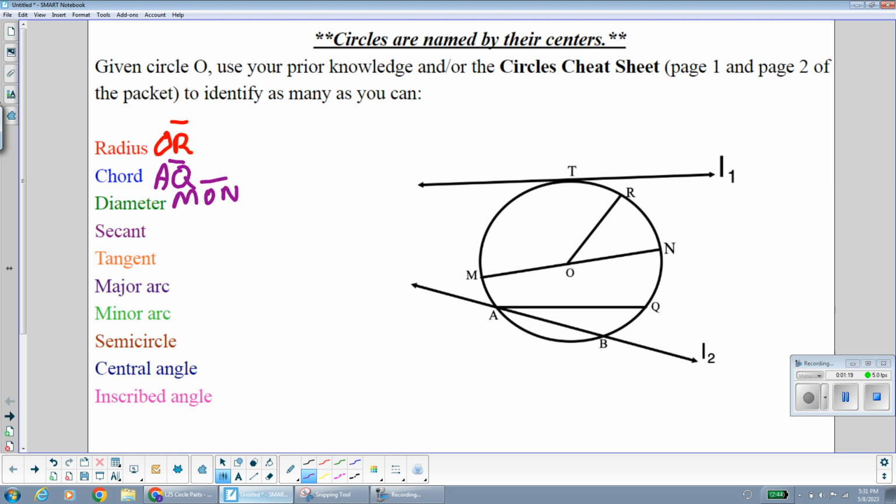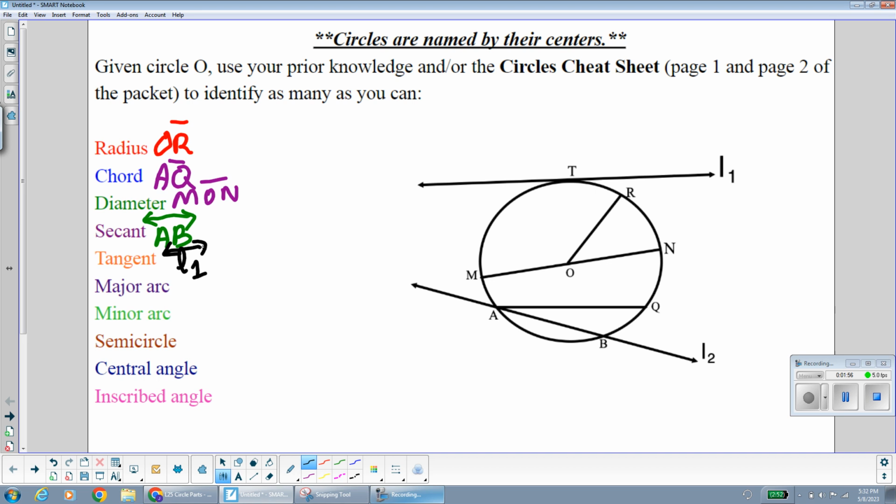A secant is a line that intersects the circle in two spots. So line L2 would be a secant to circle O because it intersects the circle at two spots. So that would be line AB, which is also line L2. A tangent to a circle is a line that intersects a circle at just one point. So over here, that would be at point T. So L1 would be a tangent only intersecting at point T. So I can write line L1 for this one.